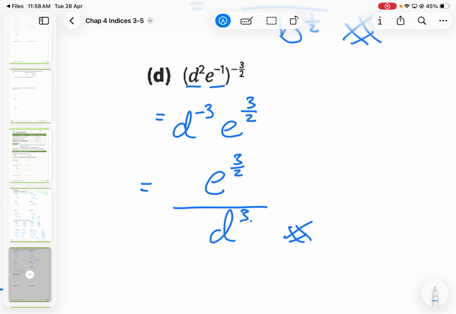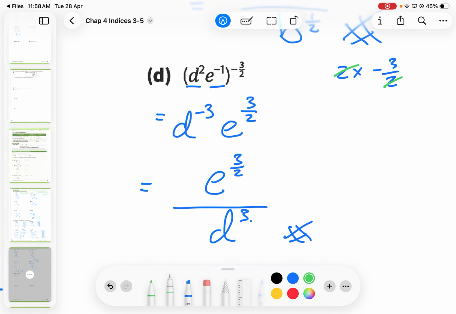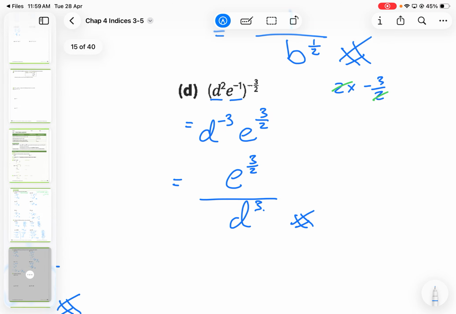Because 3/2 negative multiply negative 1. Negative times negative become positive. Two positive times negative 3/2. Two and two cancel, so negative 3 lor. Okay, can?